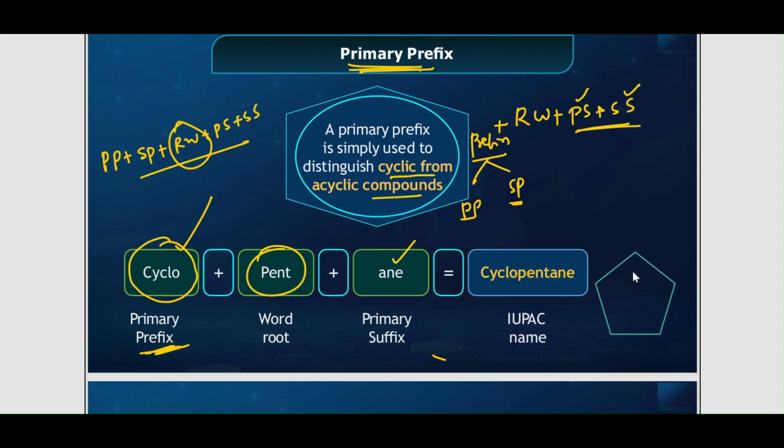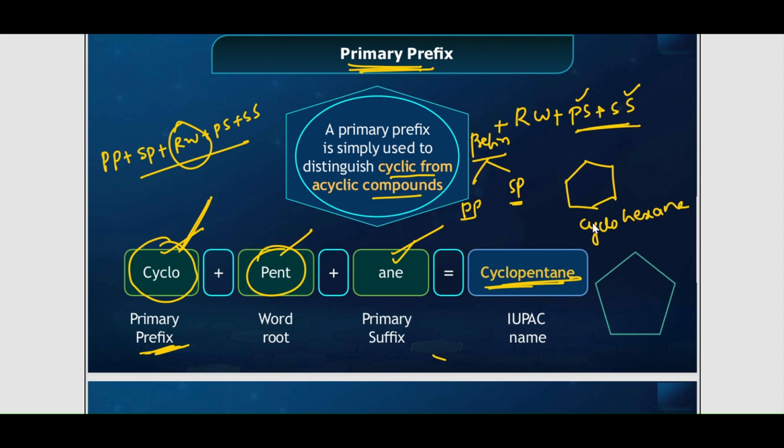Next, come to this compound. Is this compound open chain or closed chain? Closed chain, so we have to use a primary prefix. For cyclic compounds we have to use cyclo. Hence the name of the compound is cyclopentane. You can observe the next carbon compound. What is the name of the compound? Right. Absolutely. It is called cyclohexane.